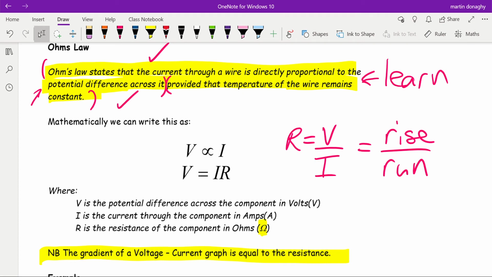Okay, so with Ohm's law, we need to be able to do two things. We need to be able to rhyme it off, because quite often the first thing that'll get asked in an electricity question in an exam is state Ohm's law. And Ohm's law states that the current through a wire is directly proportional to the voltage across it, provided we keep the temperature of the wire the same.